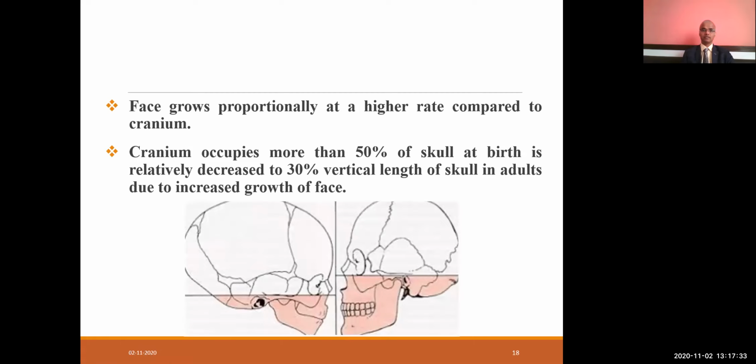This can also be explained in this diagram, where face grows proportionately at a higher rate as compared to the cranium, because this face is away from the hypophysis as compared to the cranium. So this face grows more as compared to the cranium. At birth, this cranium occupies more than 50% of the skull, and it relatively decreases to 30% of vertical length of the skull in adult due to increased growth of face.